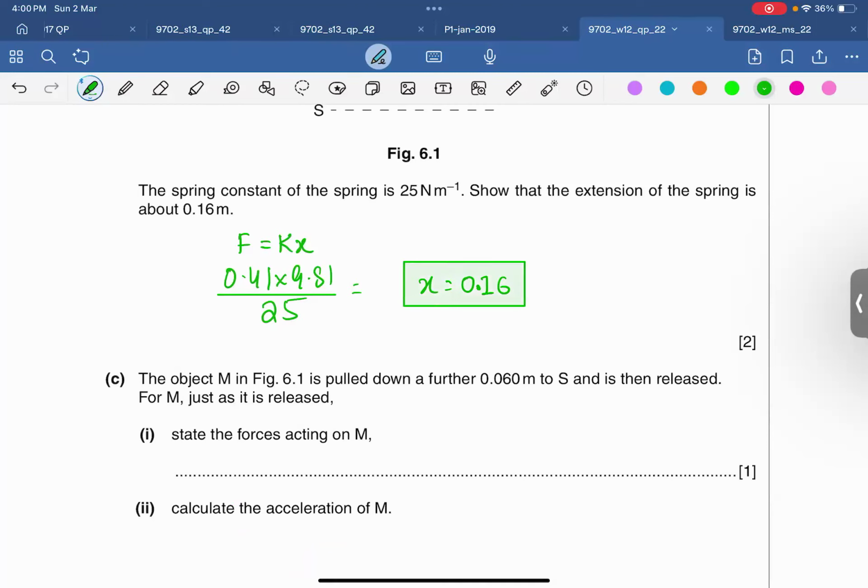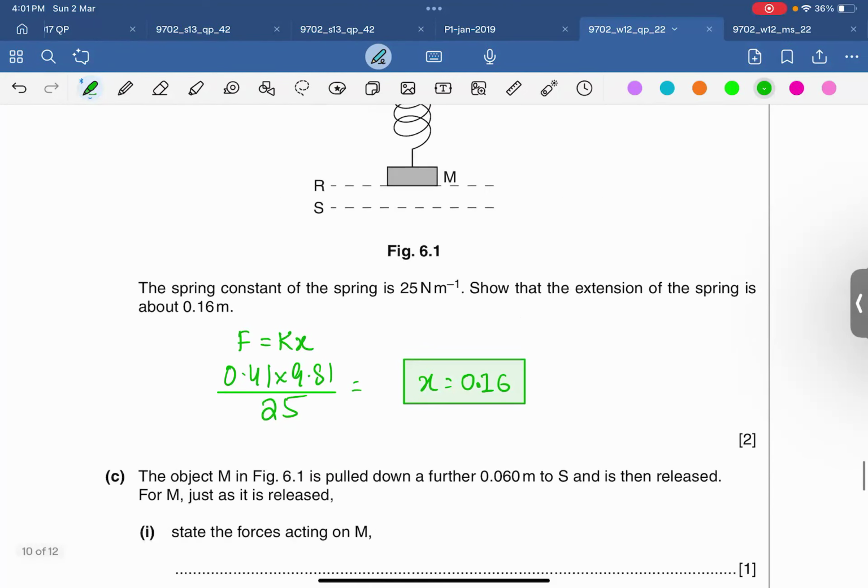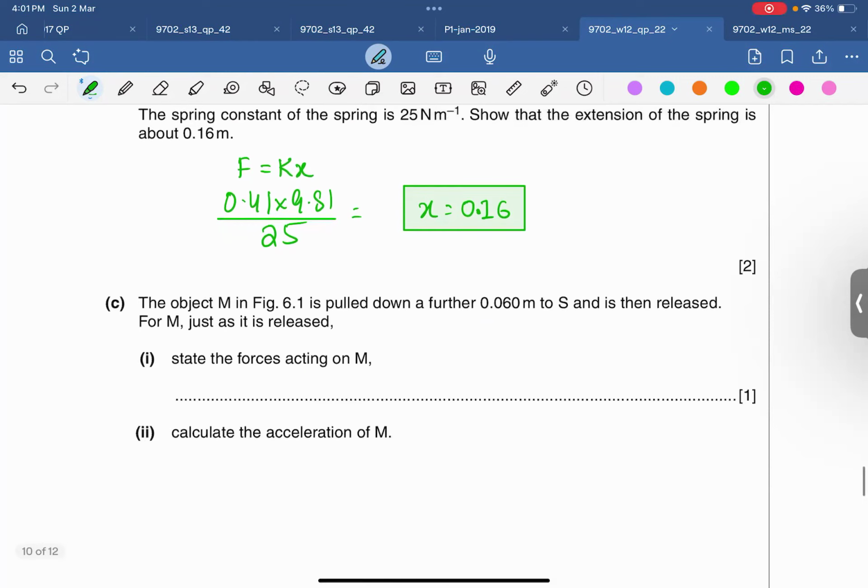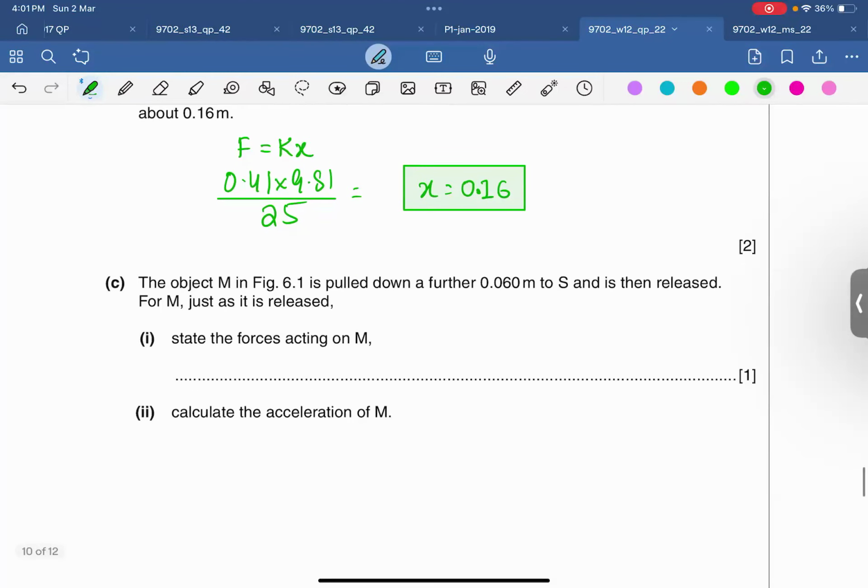The object M in figure 6.1 is pulled down a further 0.06 meters to S and then released. For M, just as it is released, state the force acting on M. Okay, so M is the tension force? So M is basically the equilibrium position, right?